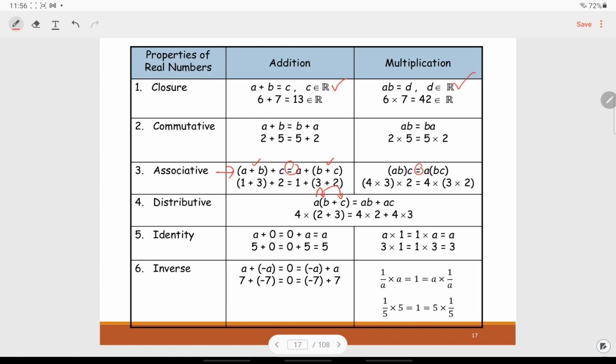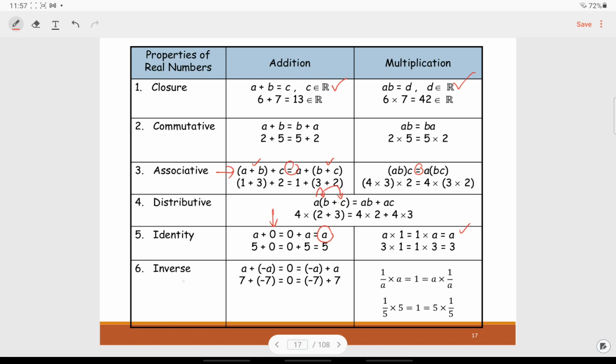Alright, next is the identity property. So a plus 0 equals 0 plus a equals a. So we add a with 0, we get the original value. That means 0 is the identity element for the addition operation. Okay, for the multiplication operation, we multiply any real number with 1, we get the original number. That means 1 is the identity for the multiplication.